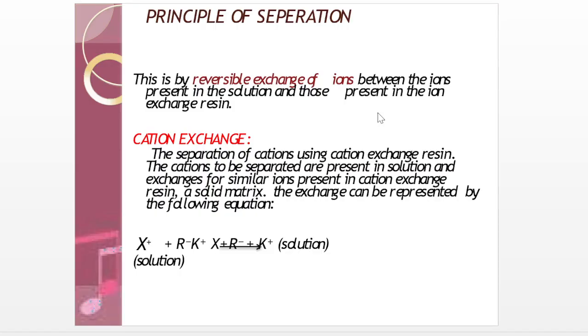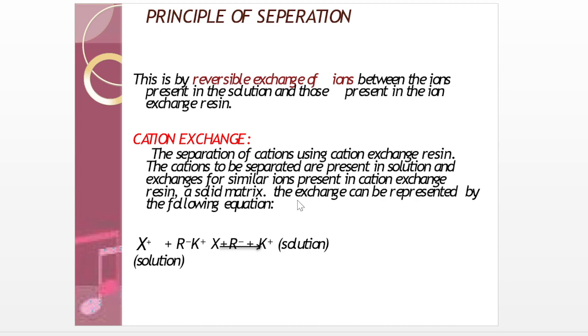Principle of ion exchange chromatography. This works by reversible exchange of ions between ions present in the solution and those present in the exchange resin. Cation exchange is the separation of cations using cation exchange resin. The cations to be separated are present in solution in exchange for similar ions present in the cation exchange resin.